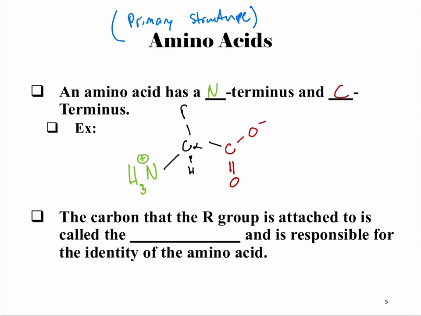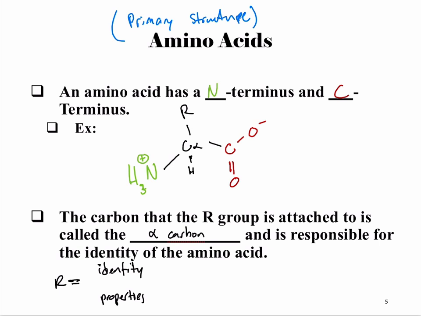And on the alpha carbon, we have the R group. The R group is important because it is basically what gives the amino acid its identity and all of the properties of the amino acid. And so this is connected to the alpha carbon. And this R group, again, gives us the identity, meaning the specific amino acid that we're talking about, and the properties of the amino acid.